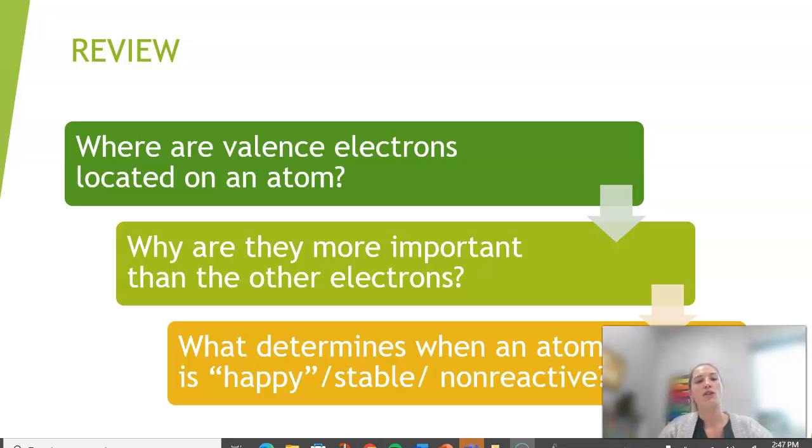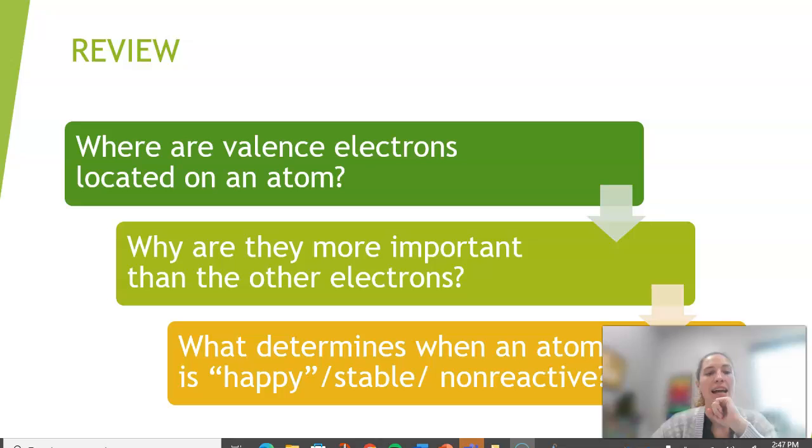Where are valence electrons located on an atom? They are located in the outermost energy level, the very, very outside of the atom. Why are they more important than the other electrons? Valence electrons are the most important because they determine reactivity. So whether or not an atom is going to bond with another atom is going to depend on the valence electrons that it has. So if it has a full shell of valence electrons, that would mean it has 8. That would mean that it's not very reactive. That would be a stable atom. So that goes into the third question.